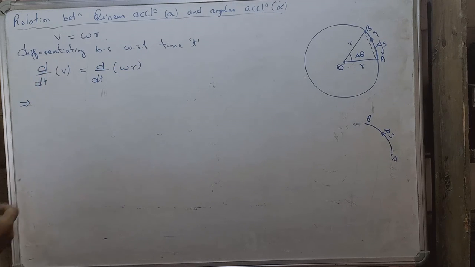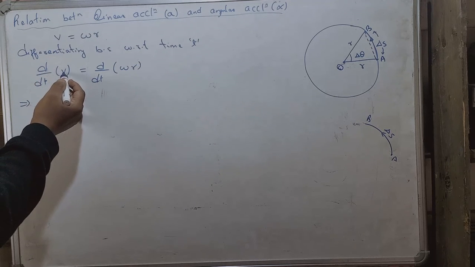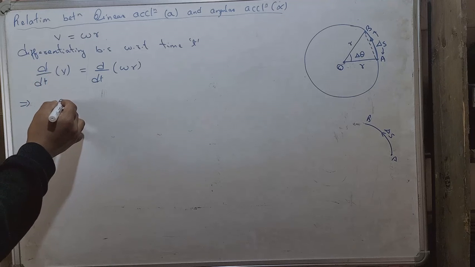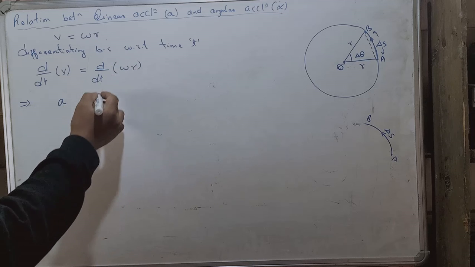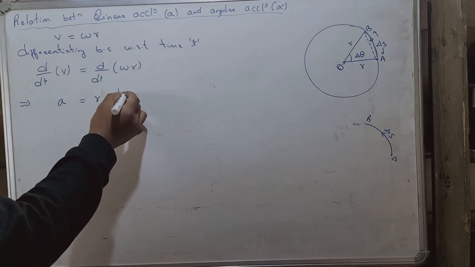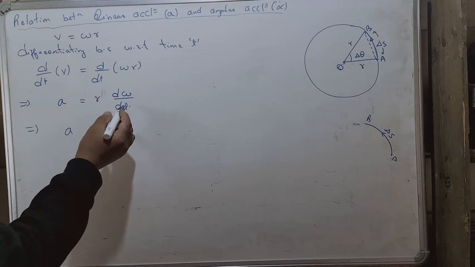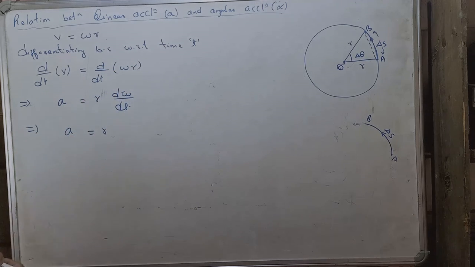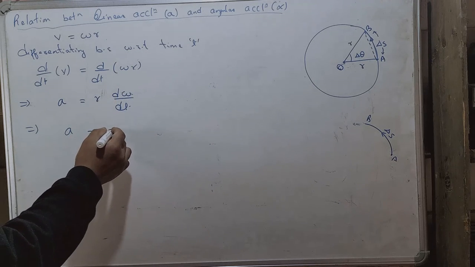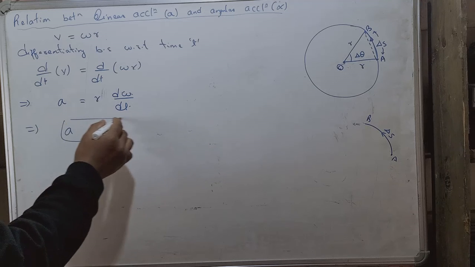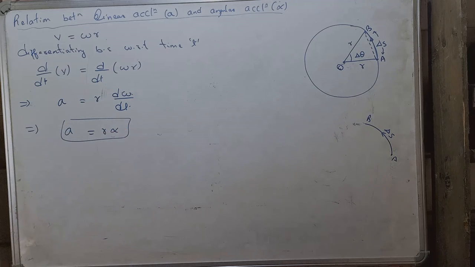Now dv upon dt is what? The rate of change of v. v is linear velocity. So the rate of change of linear velocity is known as linear acceleration. So that is a. And we take this r outside the differentiation, and we differentiate only omega. Then you will get a equals r times d omega upon dt, which is the rate of change of angular velocity, equal to alpha. So this is the relation between linear acceleration and angular acceleration.